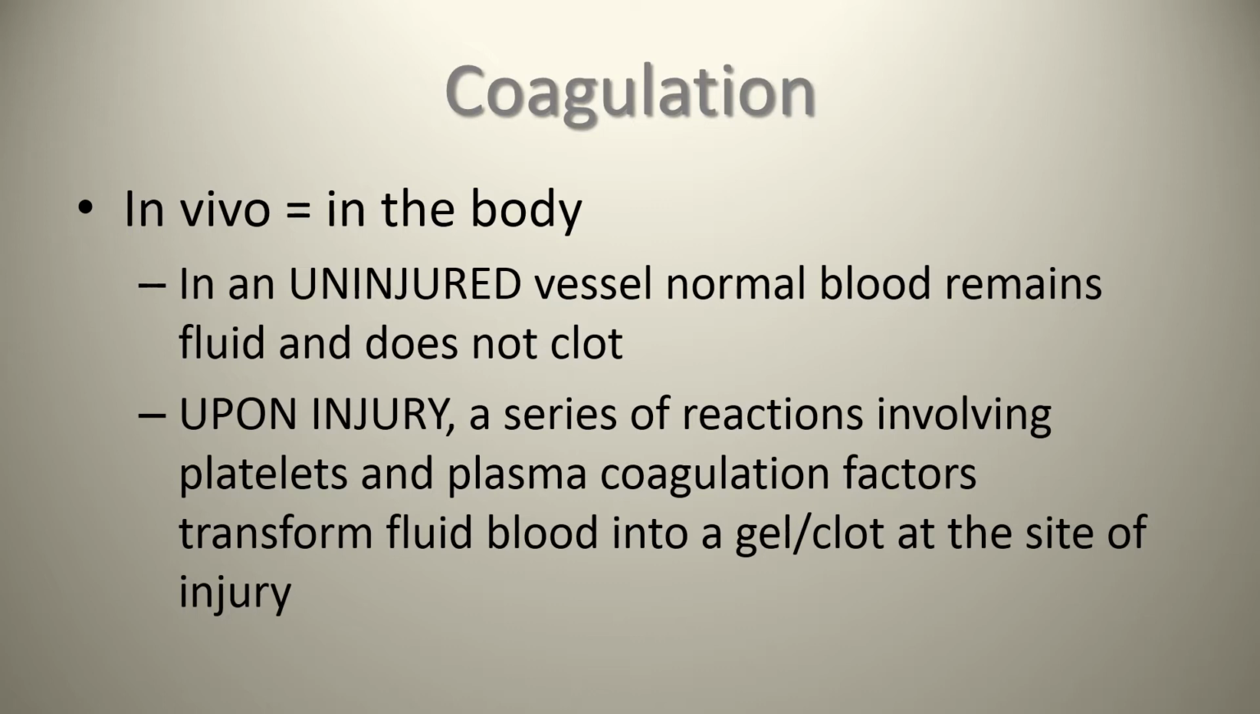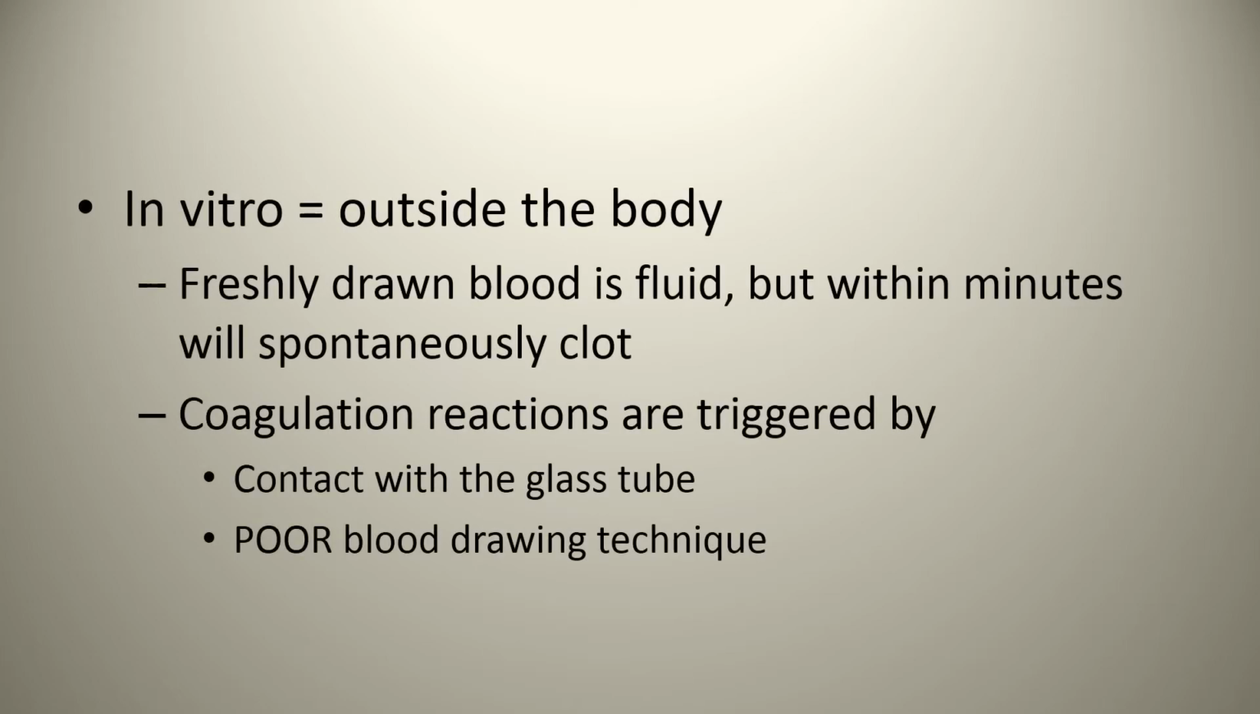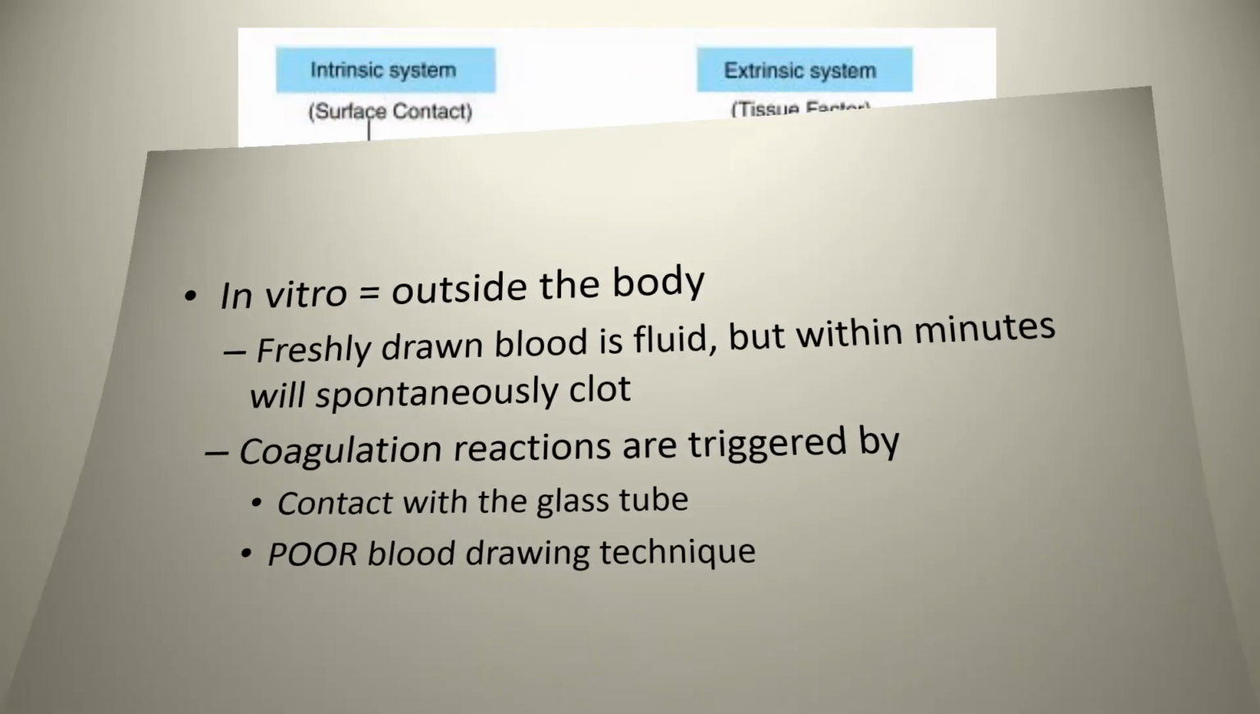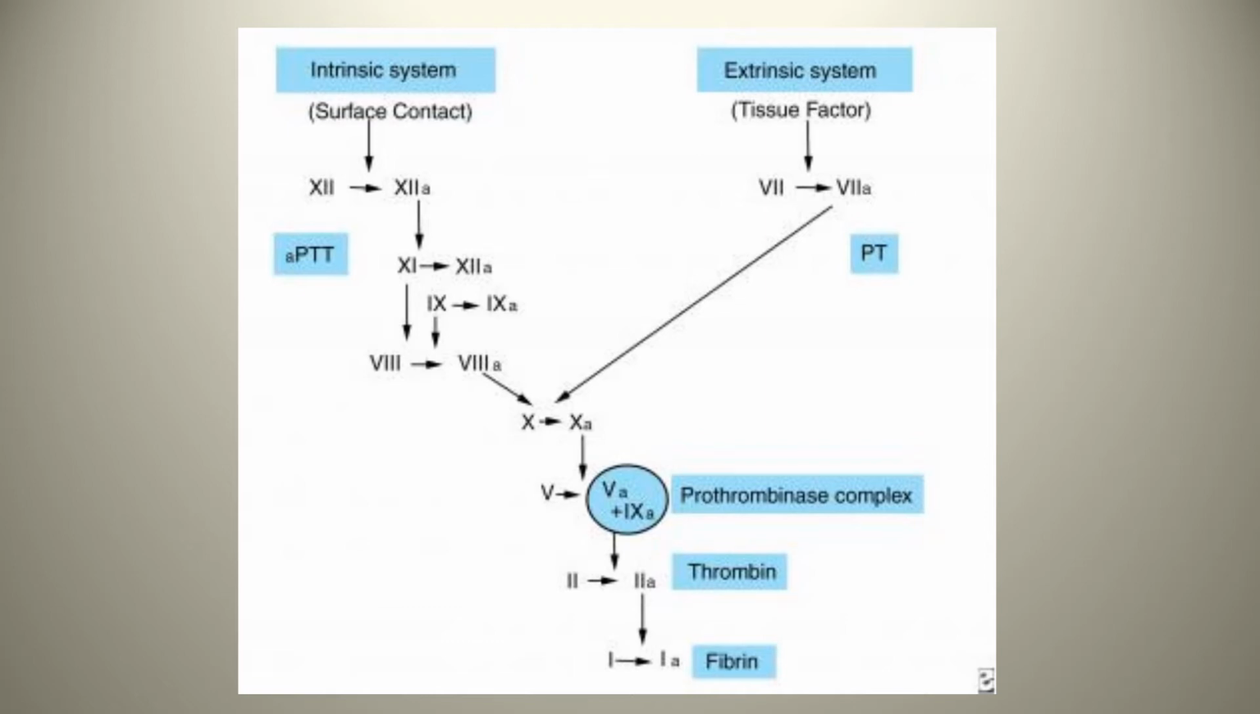So the coagulation cascade. In vivo, in the body, in an uninjured vessel, normal blood usually remains fluid and does not clot. Upon injury, a series of reactions involving platelets and plasma coagulation factors transform fluid blood into a gel clot at the site of injury. In the next slide, we have a diagram of the coagulation cascade. Outside of the body, freshly drawn blood is fluid, but within minutes will spontaneously clot. And these coagulation reactions are usually triggered by contact with a glass tube or a poor blood drawing technique, as we'll demonstrate in our lecture about phlebotomy.